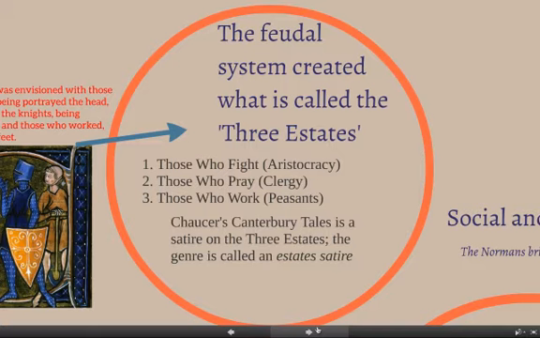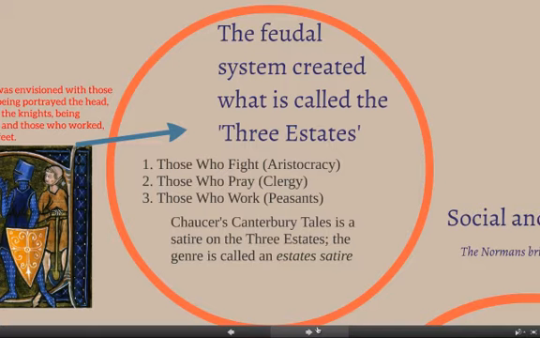Now, later in the Middle Ages, we'll see that a class of peasants, the mercantile class, does rise up and create this kind of new class that sits between the aristocracy and the clergy and the peasants. Kind of sits like if we had a 2B, it would be in between the clergy and the peasants in terms of hierarchy.